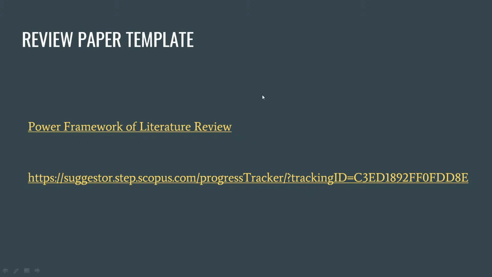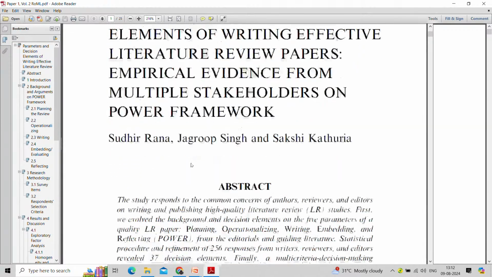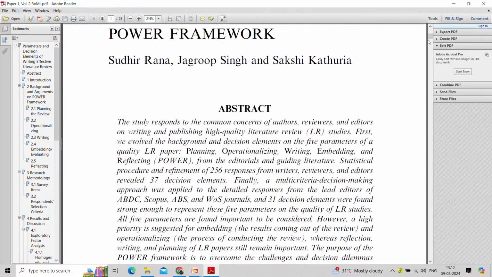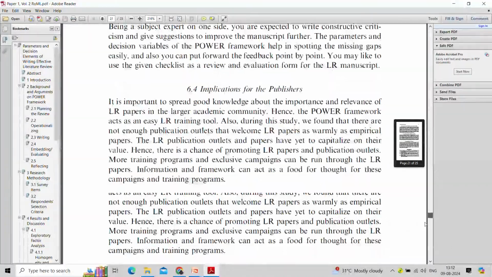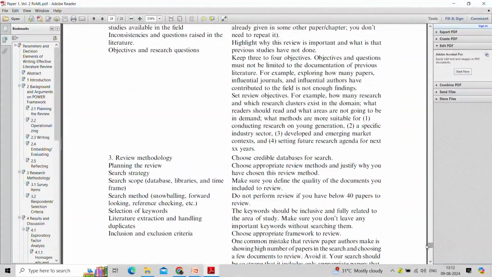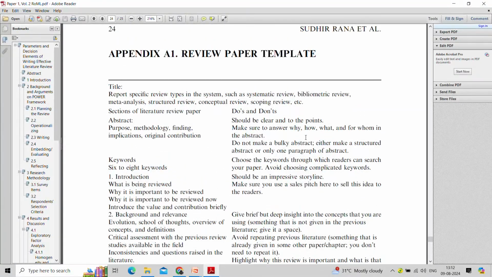And I would like to show you just the template here. This template may be useful to you. We have this template in the paper that I was talking about. And this template gives you all the do's and don'ts while you're working on a literature review paper. You may like to take this paper as a complimentary copy and follow this. This will actually guide you.